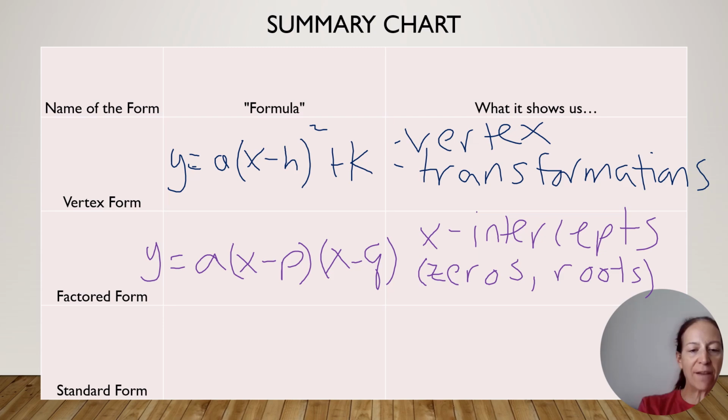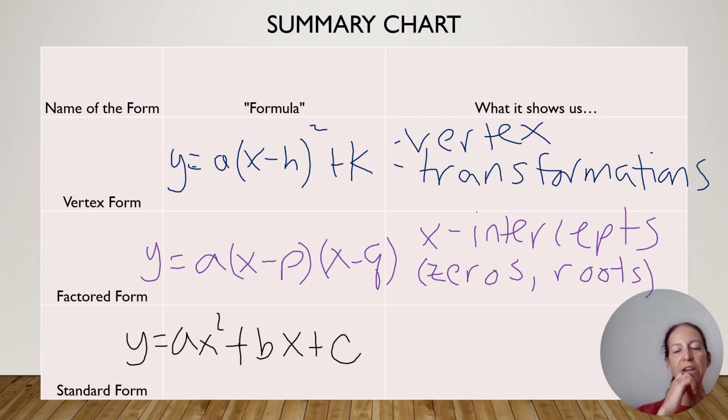And then finally, we have the last form. This is standard form. This is a form you might be familiar with from Algebra 1. And this also starts off with an A. It is the same value, and it performs the same function. So the A value is consistent throughout all three forms. And we have y equals ax squared plus bx plus c.